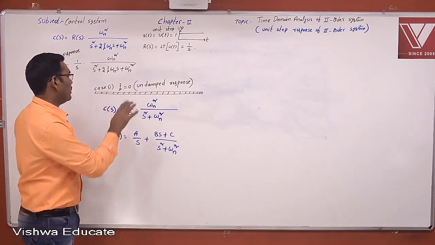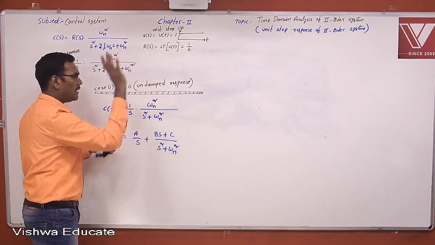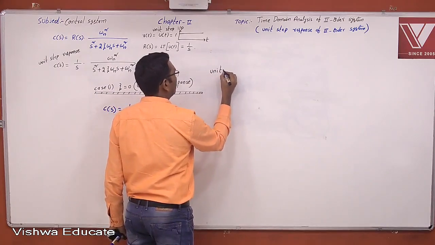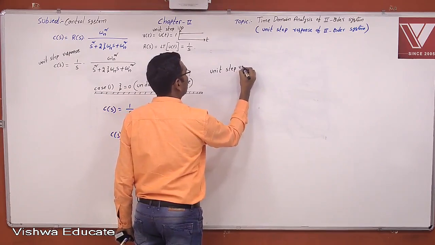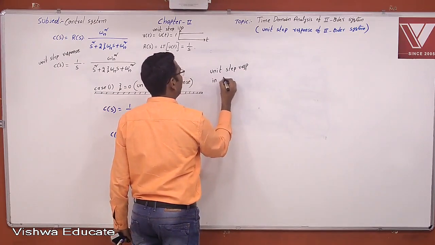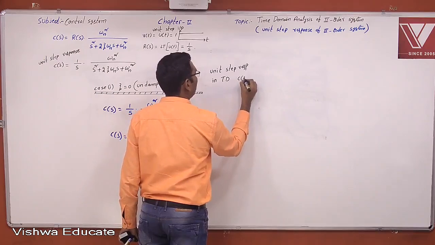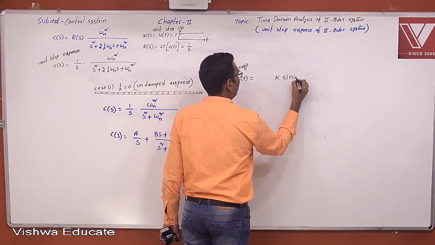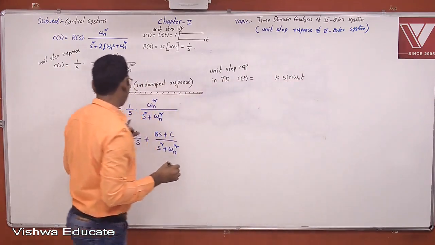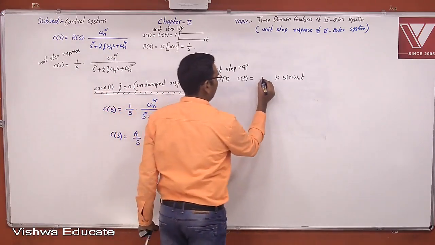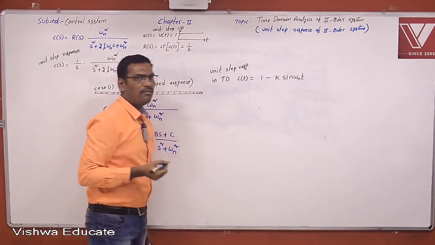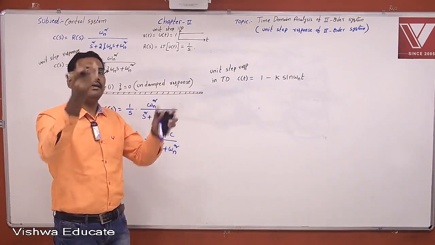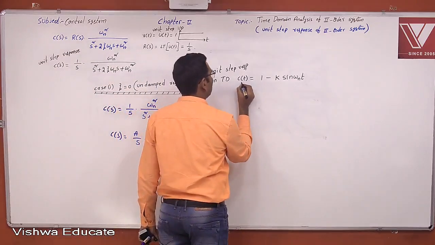What we require is that when zeta is 0, the pole is on the imaginary axis. Directly draw the response. What is the response? The unit step response in time domain, C of t, is equal to k into sine or cos omega n into t. But there is a reference level, a steady state level, so 1 minus. Now the minus is the sign I am indicating only for my response to reach the reference level.